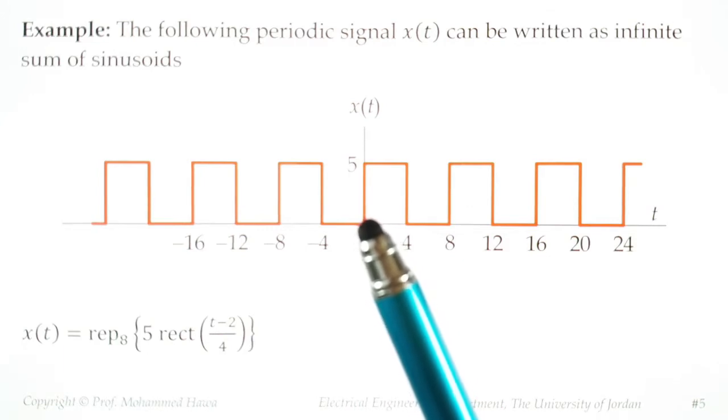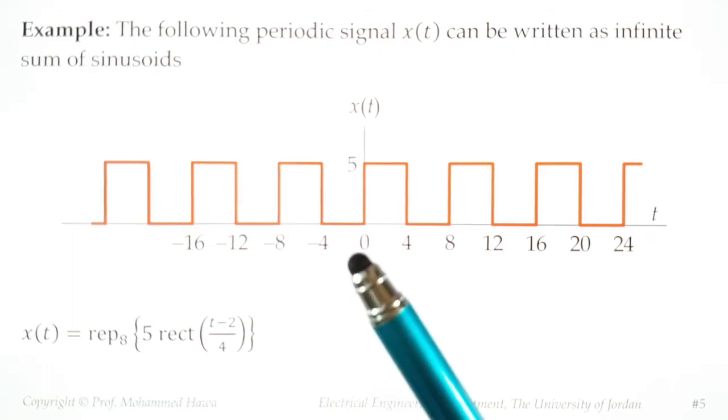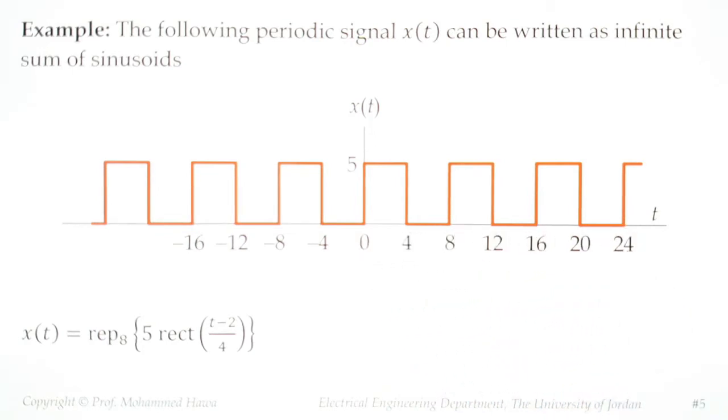does not have even symmetry around the vertical axis. But still, it's a repeated rect signal. And the fundamental period is 8 seconds. It repeats itself every 8 seconds. So I say to you, all right, you have this x of t. Can you rewrite it in a different form? And the answer is yes.